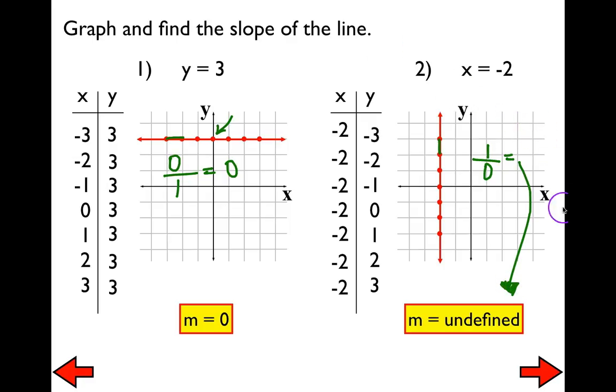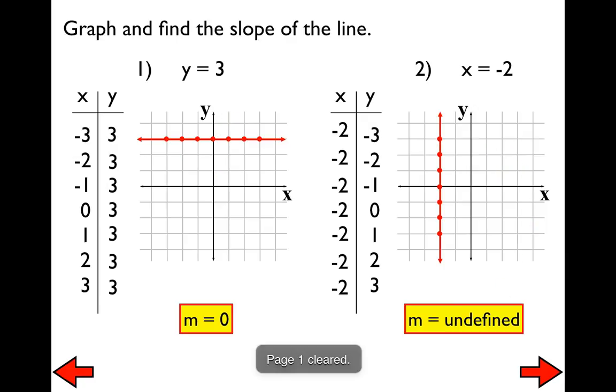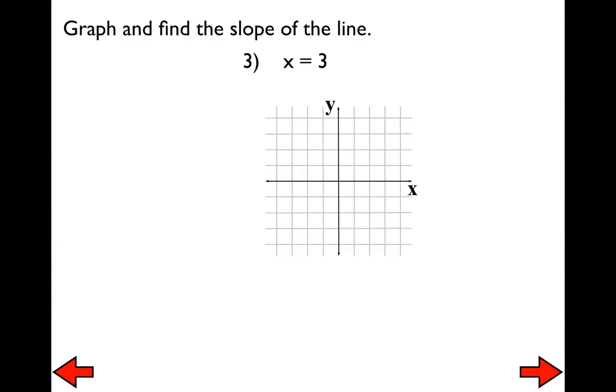For me, it's a lot easier to simply read the graphs. Notice I can read this one from left to right. Nothing's happening, and that's why my slope is 0. But notice this one, when reading it from left to right, you really can't. So that's why this one's undefined. So you choose whatever method works best for you, and then go with it, okay? So here, we're going to do the same thing for number 3. We're going to create a table.